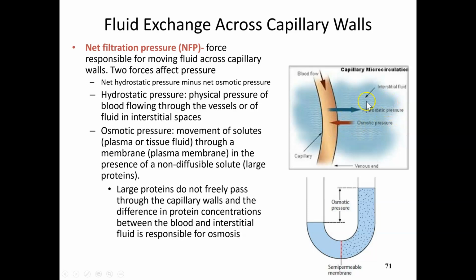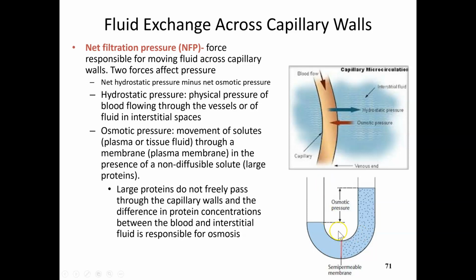Hydrostatic pressure is the physical pressure of the blood flowing through the vessels or of fluid in the interstitial spaces. Osmotic pressure is going to be the movement of solutes, whether it's plasma or tissue fluid, through a membrane, typically the plasma membrane, in the presence of a non-diffusible solute, such as a large protein. Large proteins aren't going to be able to move through the capillary walls easily, and the difference in protein concentrations between the blood and interstitial fluid is responsible for osmosis.